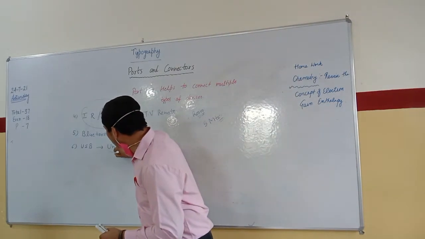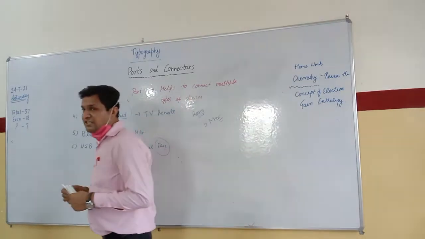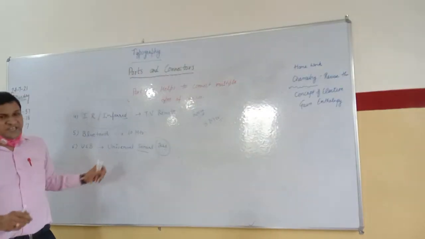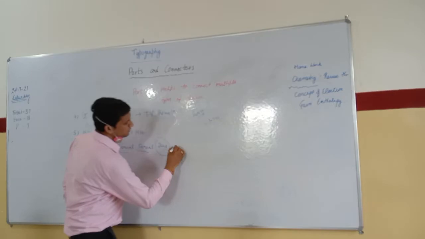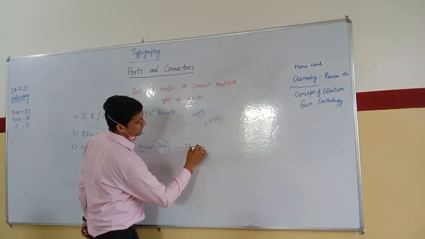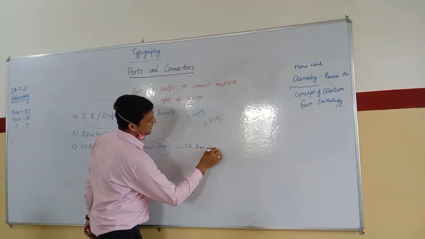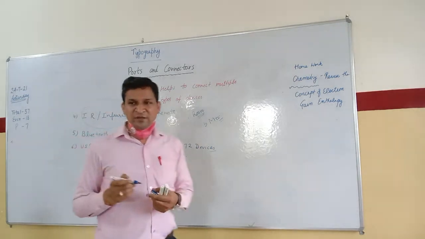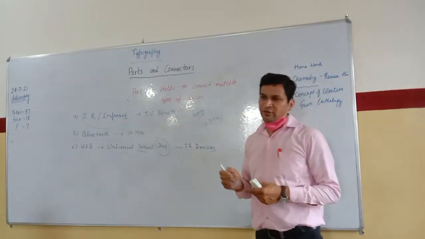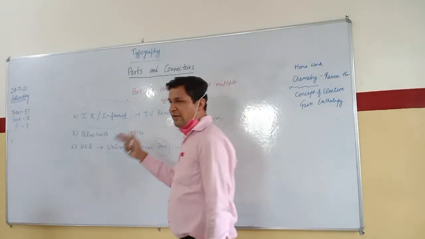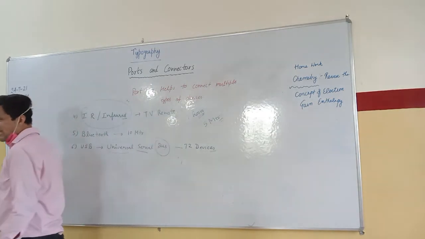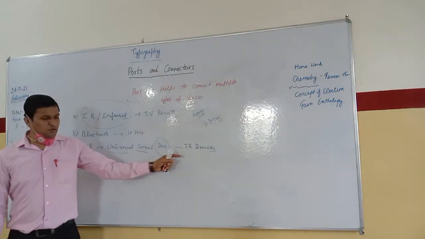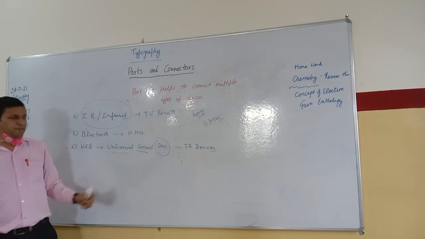And why is it known as universal? The reason is that USB can support up to 72 types of devices. We can connect 72 different types of devices. Either it is a keyboard, mouse, printer, scanner, webcam, memory card, any type of device that is in the USB port form can be connected. That's why it is universal.